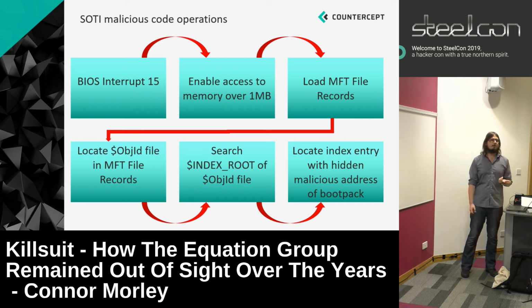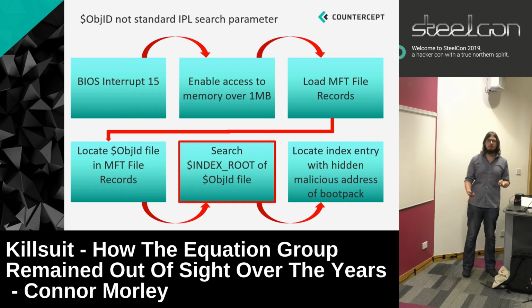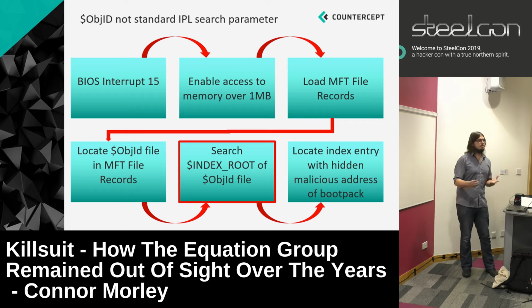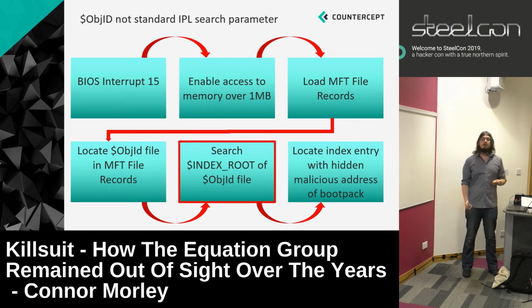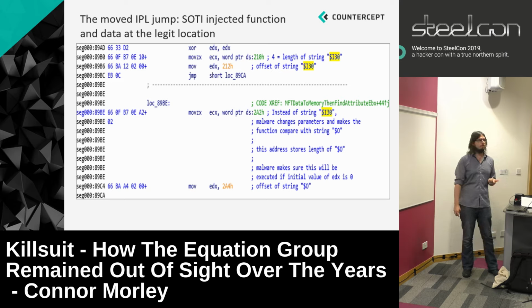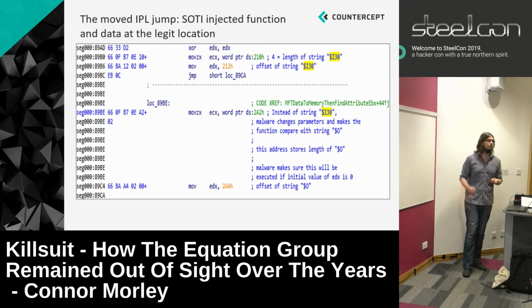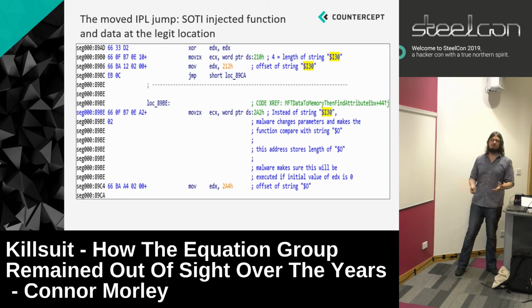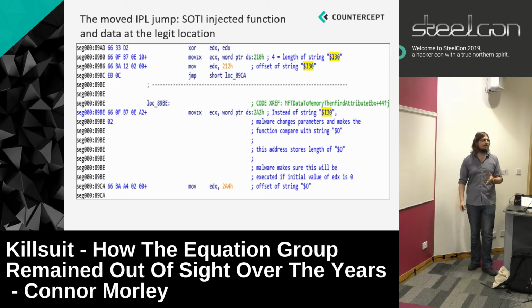Now, IPL programs don't typically look for this, so how does SolarTime know what it's looking for? Earlier, I mentioned that SolarTime had to change where it jumped to for the IPL. That's because in the same location, it actually injects the definition for the index root of an object ID file so it knows what to search for. But it also injects decryption keys and methodologies and methods for its payload that will be used later on. So it has to move the IPL reference for these 2 bits of key data.